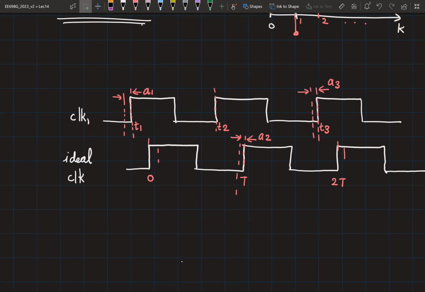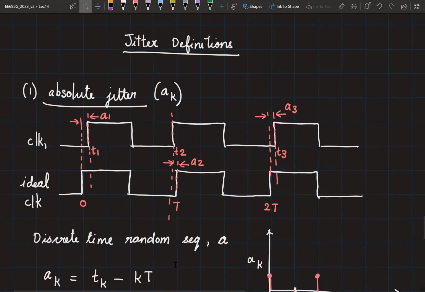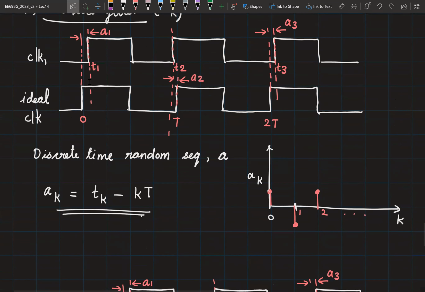So the idea is that we are interested in how much this edge is varying, correct? So we are not interested if all the edges are varying by a constant delay, a constant offset. Because then we'll simply say that the clock has an offset, right? It's not like the clock edges are varying around each other, okay? So we are interested in how much these edges are varying around each other. So we are basically looking at a zero mean process. So you would position this clock such that if you take the mean of all the AKs, it would be equal to zero.